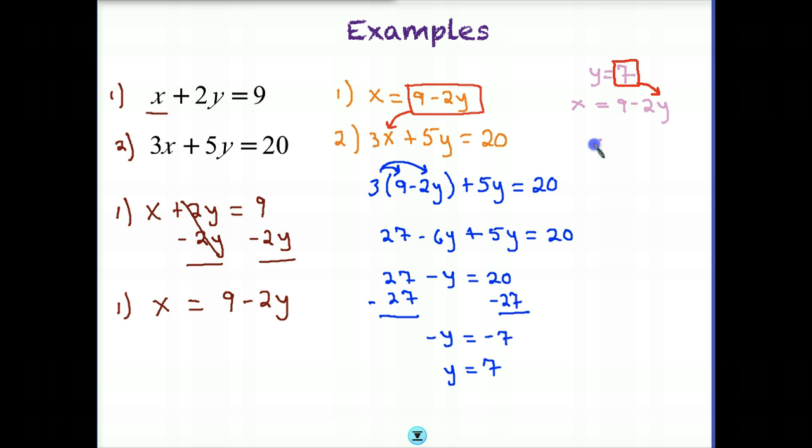So we get x is equal to 9 minus 2 times 7. x is then equal to 9 minus 14. And finally, x is equal to negative 5. Now I have my two variables that I need. x is negative 5 when y is 7. So that means that these two lines will cross at the coordinates negative 5, 7.